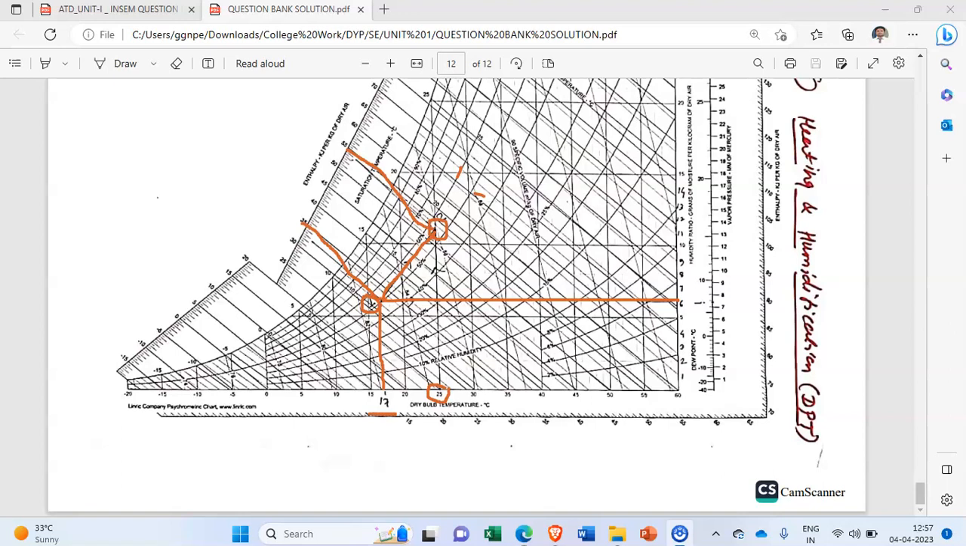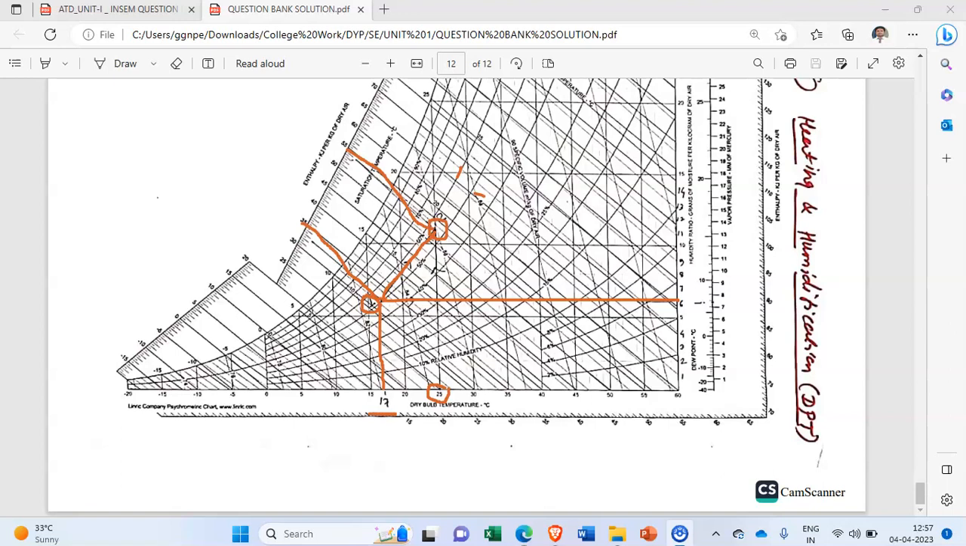So in this chart, these particular values are given as 1, 2, 3, but this is given in gram per kilogram of dry air. So we have to convert this into kg per kg of dry air. For that, just divide by 1000. So it will be 0.001, this will be 0.002, this will be 0.003, 0.004. From that we can calculate the specific humidities.